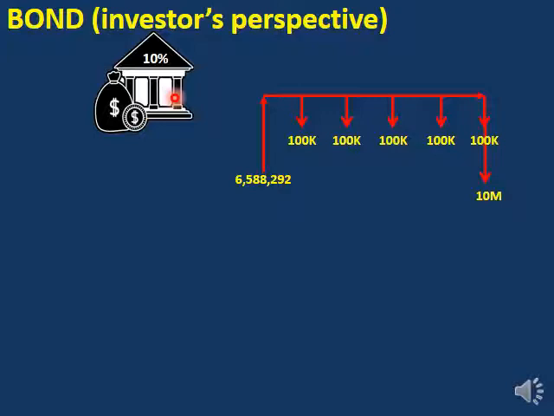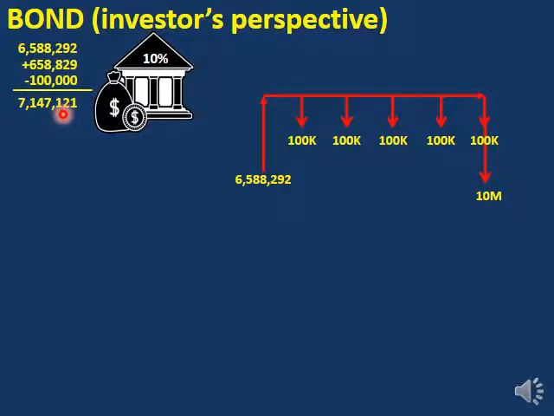So if we look behind the scene, this is what's happening to the cash in the bank. The initial deposit is 6,588,292. At the end of the year, this amount will gain 10%. And then the investor withdraws 100,000 pesos, leaving an amount of 7,147,121. This is now the beginning of the second year.